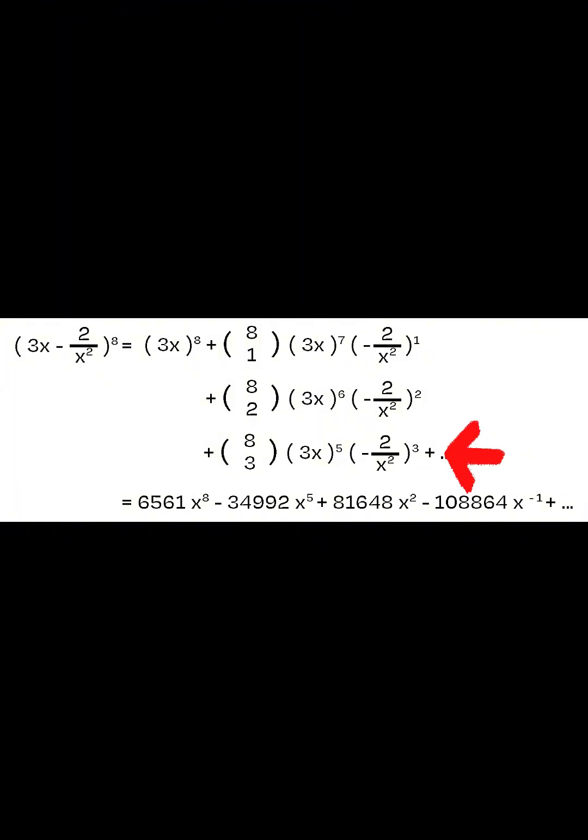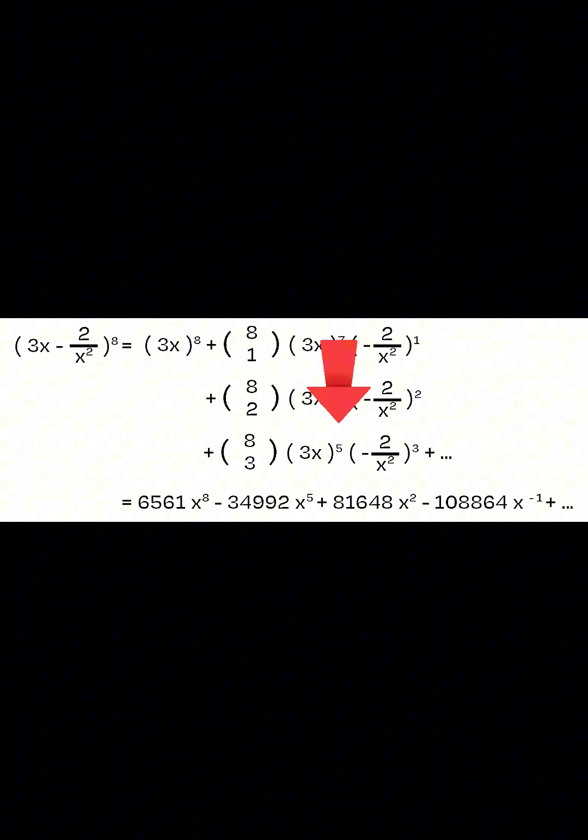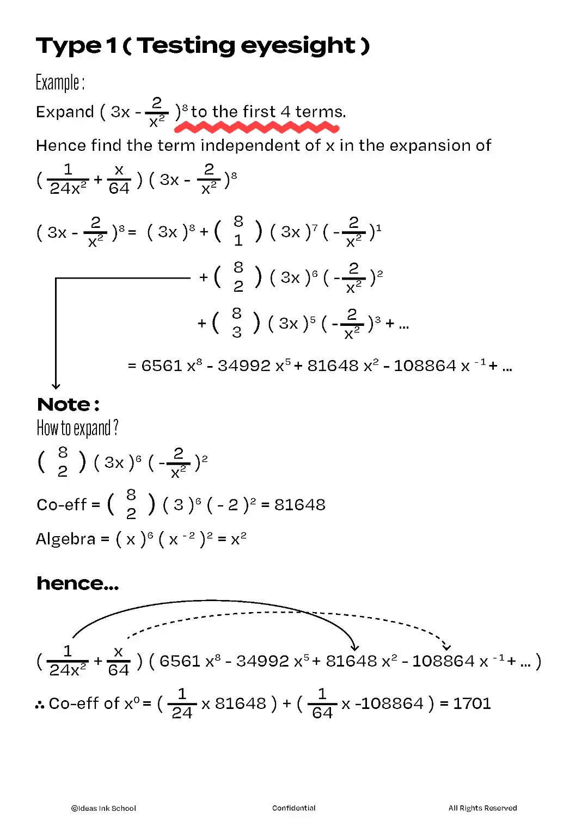Finally, we're going to look at the fourth term, the final term. So the final term will start with 8, 3. So previously it was 8, 2, now it's 8, 3. Then the 3x term used to be a power of 6. Now we'll decrease it one more time. So it's going to be a power of 5. And then the minus 2 over x squared is going to increase its power. Last time it was 2, but now it's going to be a power of 3. So we're going to stop here because the question only asks us to expand to the first 4 terms.